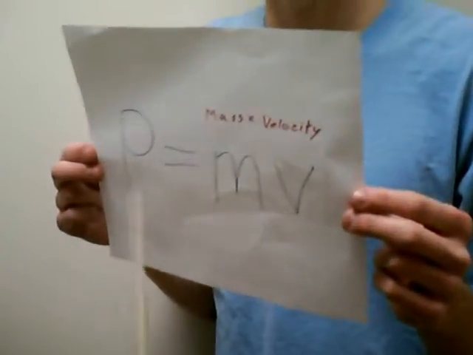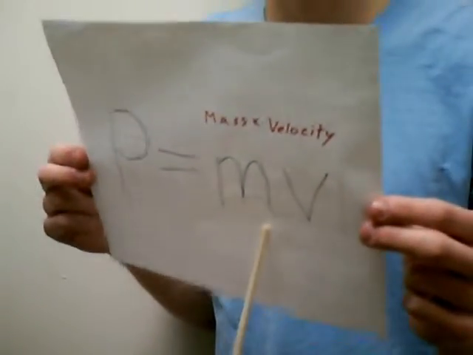But now, what exactly is momentum? Well, I like to define momentum as the product of the mass of the object multiplied by the velocity of that object. Or you could say, in order to have momentum, an object needs to have both mass and velocity.